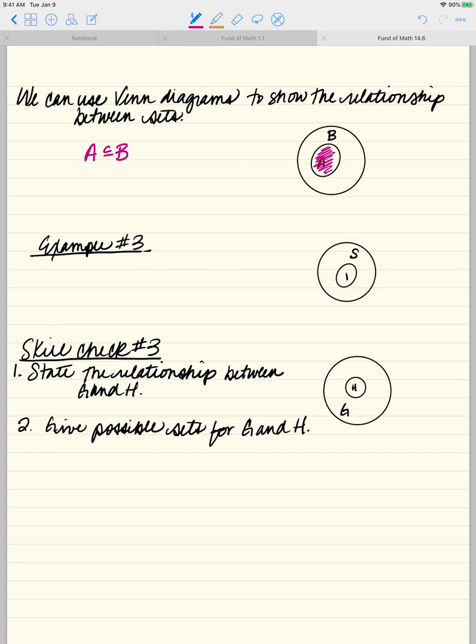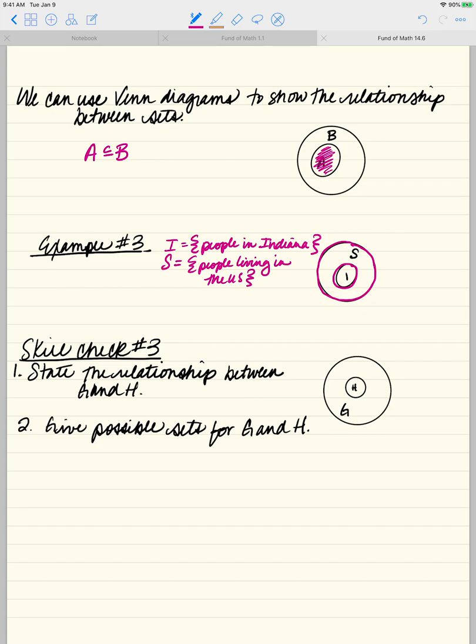So example number 3 says, diagram the relationship between the set I of people living in Indiana and S, the set of people living in the United States. So we draw the circle for I inside of the circle for S because all the people that live in Indiana also live in the United States.